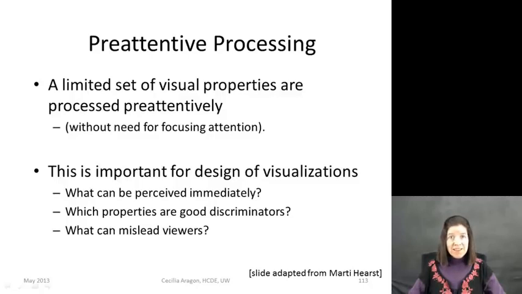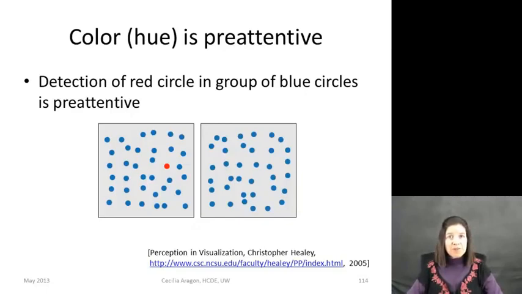Now, only a limited set of properties can be perceived pre-attentively. That means without the need for focusing attention. And you can see why this would be important for designing visualizations. What can be perceived immediately? What properties are good discriminators? What can mislead viewers? How can you use the ability to process information pre-attentively to strengthen your visualization? Let's talk about a couple examples.